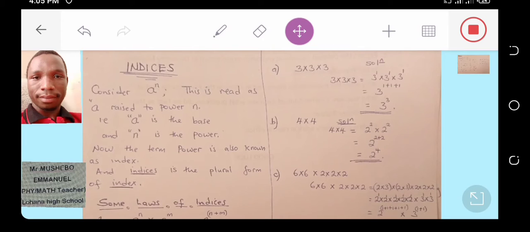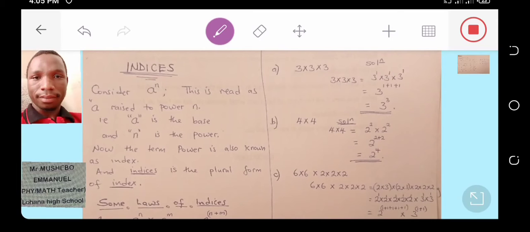Yes, allow me to take you through indices. Let us go to indices. It is a new topic: indices, logarithms, and surds. So specifically today, let us look at indices.